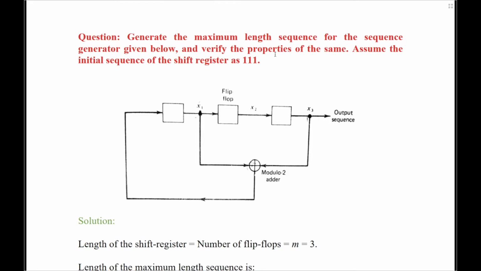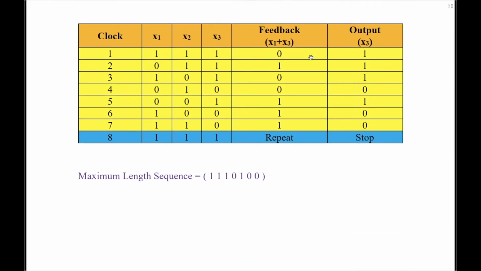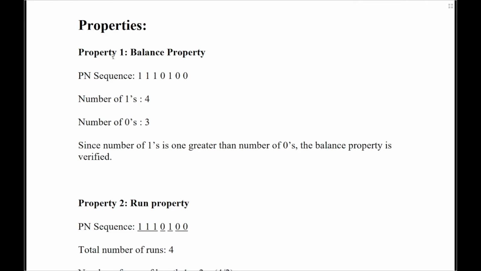The numerical also asks us to verify the properties of the generated P-n sequence, which is what I will be doing now. So, as I said, the first property is called the balance property. What does the balance property say? In the maximum length sequence that is generated, the number of ones is 1 greater than the number of zeros.